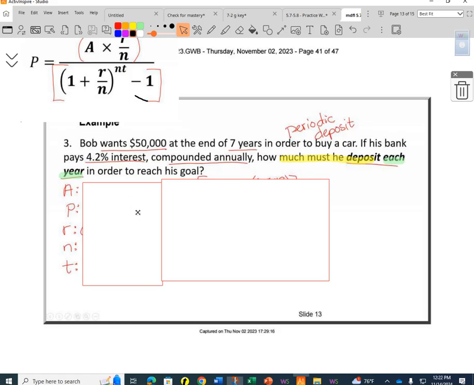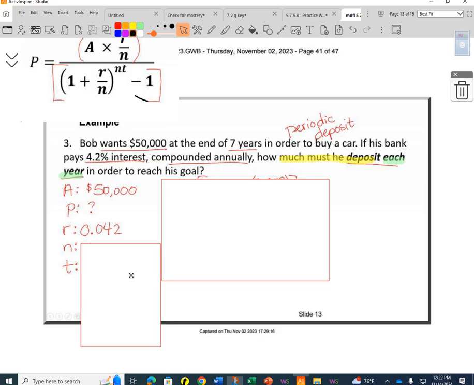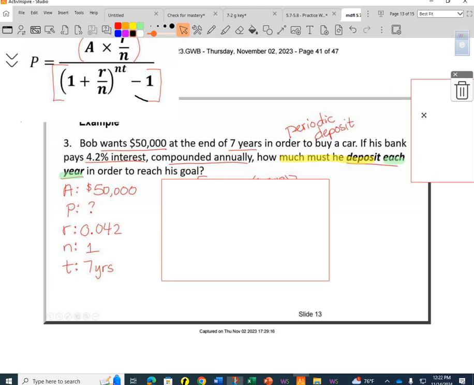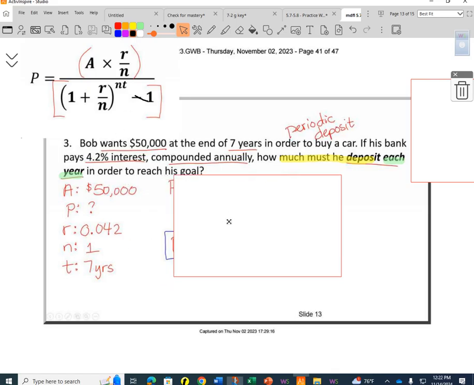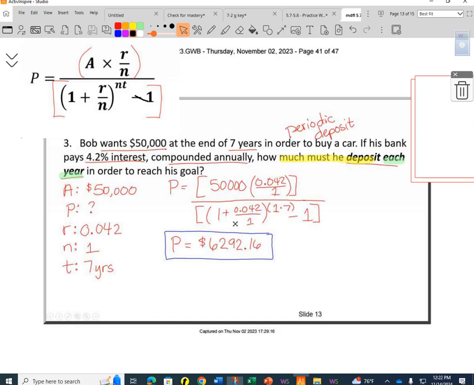What did you get for A, Kari? What did you get for the P, Lucy? What did you get for the rate, Deanna? Good. What did you get for the N, Tekiria? 1. And what did you get for the T, Lila? Yes. And so now, in all these places, where there's an A, we put our value that we've identified. Where there's an R, we put the value we've identified. And it should look like this.